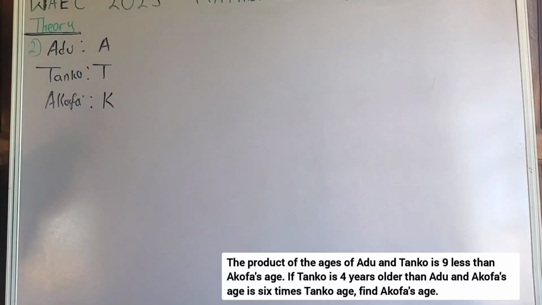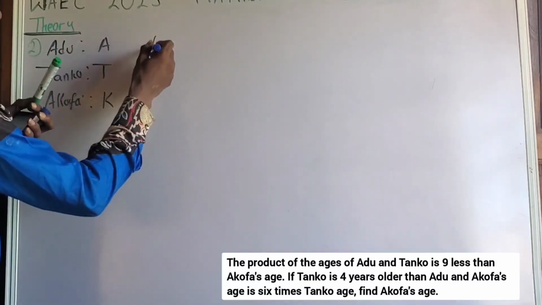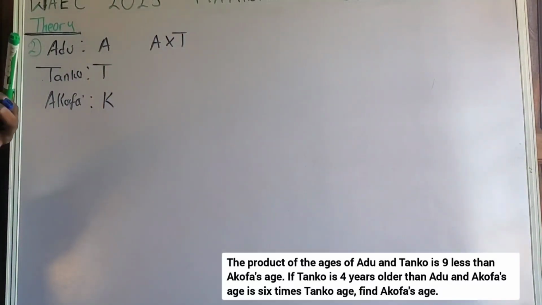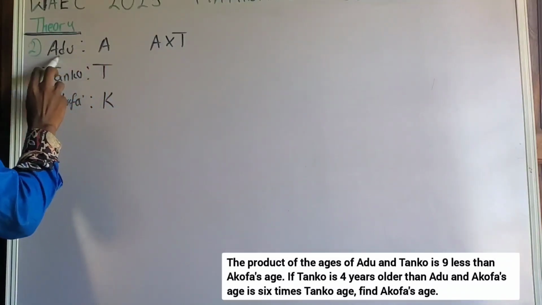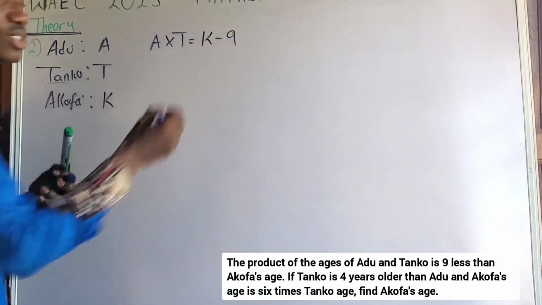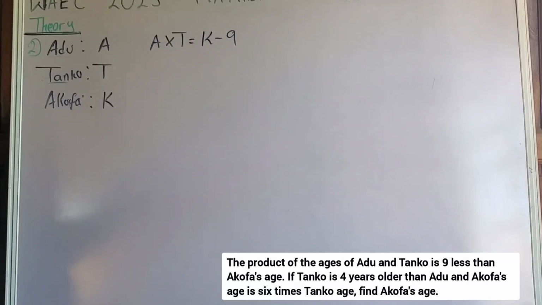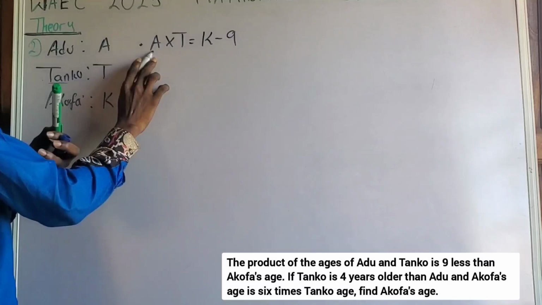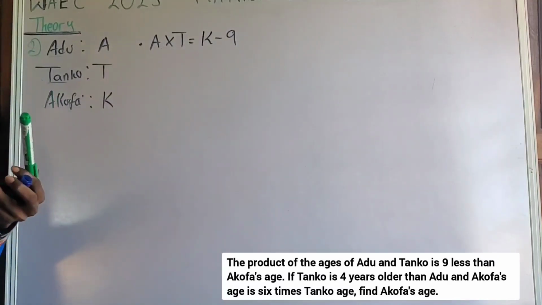Okay, now from the first statement, please pay attention. From the first statement, the product of the ages of Adu and Tanko, that is A multiplied by T. Are you getting it? The product of the ages of Adu and Tanko is 9 less than Akofa's age. That is, the product of the ages of these two is equal to Akofa's age minus 9. Do you get it? So that's the interpretation of the first statement.